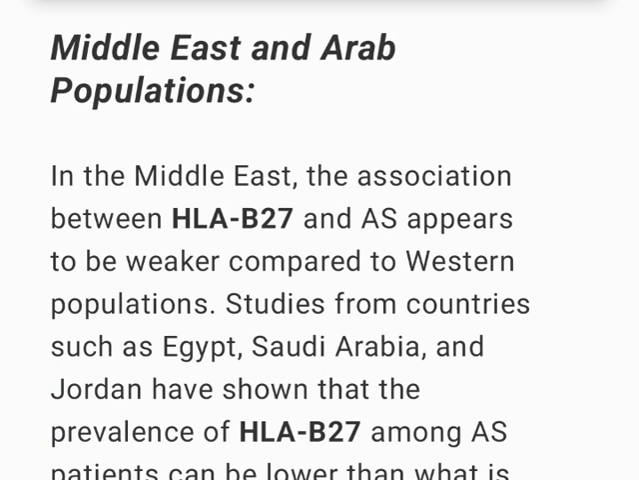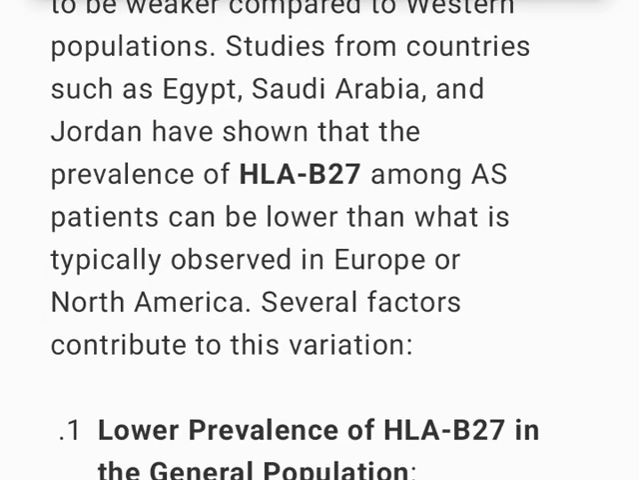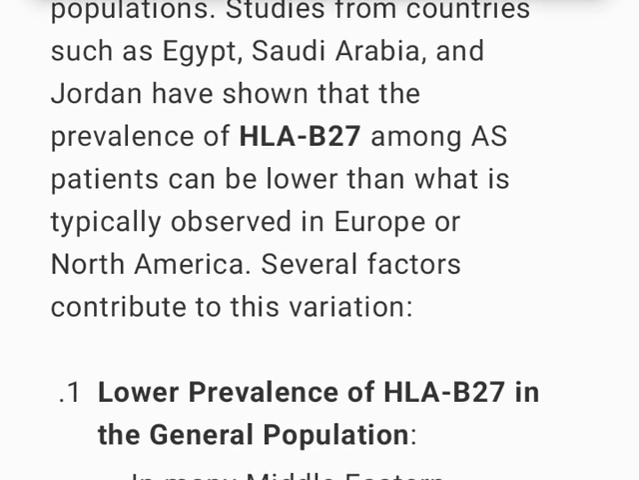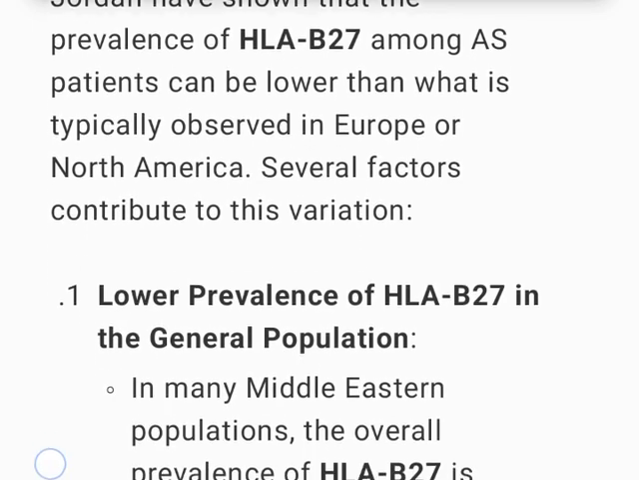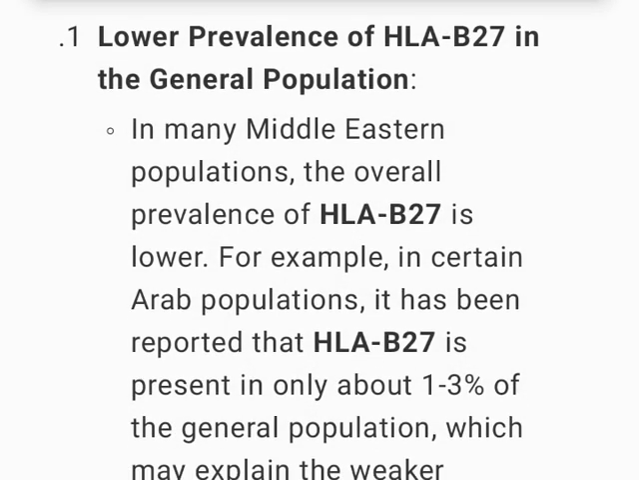Middle East and Arab populations. In the Middle East, the association between HLA-B27 and AS appears to be weaker compared to Western populations. Studies from countries such as Egypt, Saudi Arabia, and Jordan have shown that the prevalence of HLA-B27 among AS patients can be lower than what is typically observed in Europe or North America. Several factors contribute to this variation.